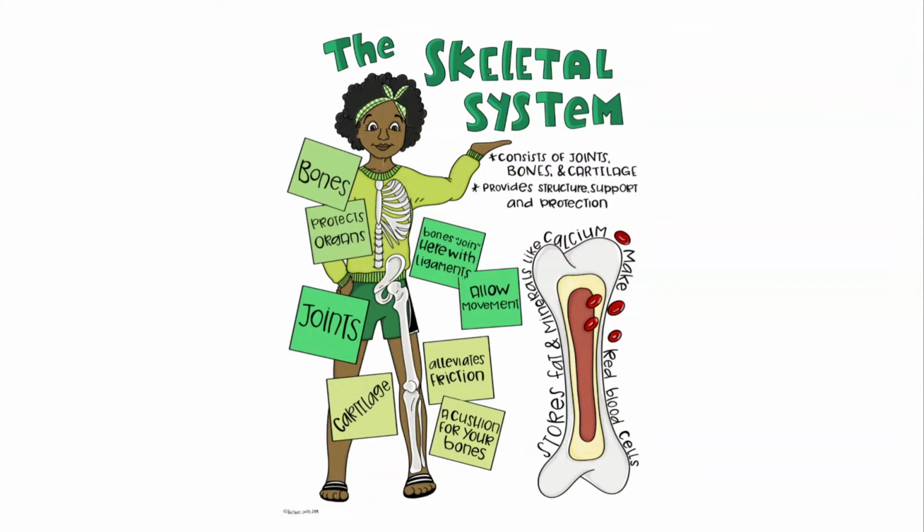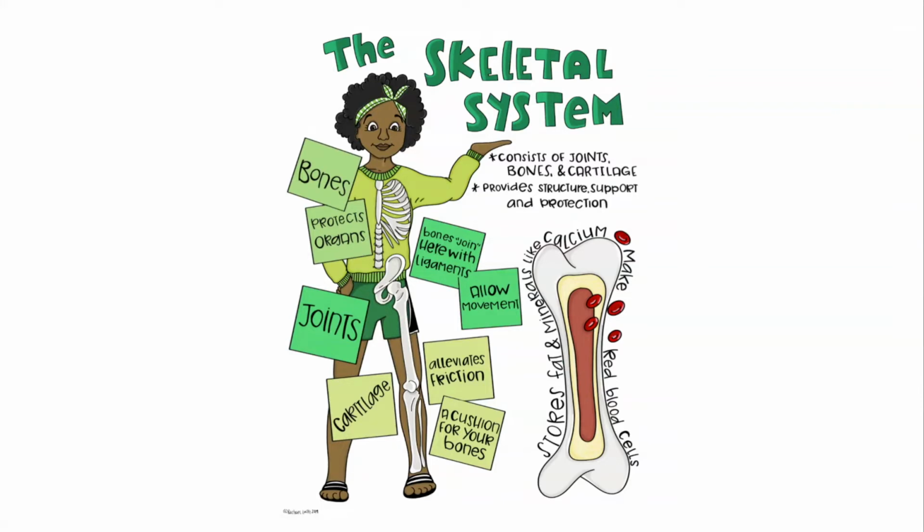So it's a really, really important way that your body kind of protects itself, that it protects the most important organs in your body. You have joints where the bones meet, and that's where you bend your elbow or you bend your knee. Those are all going to be joints. And then you have cartilage that's in between those joints that makes them run smoothly.